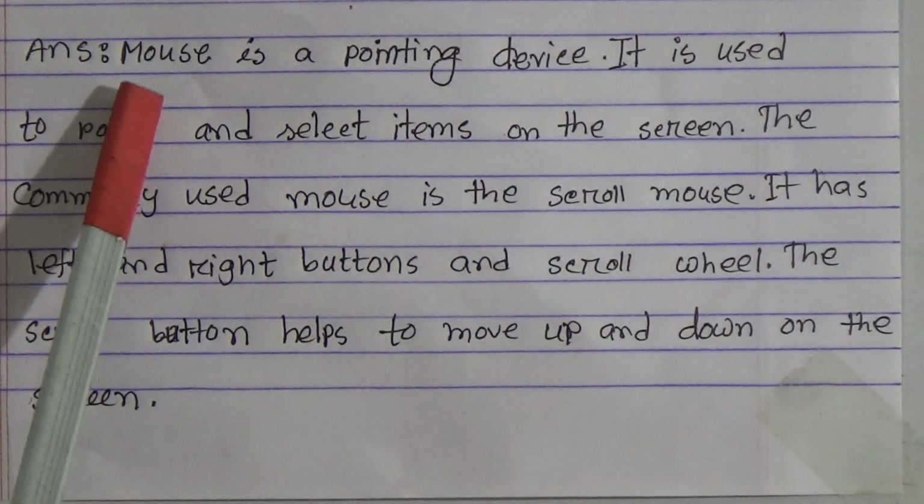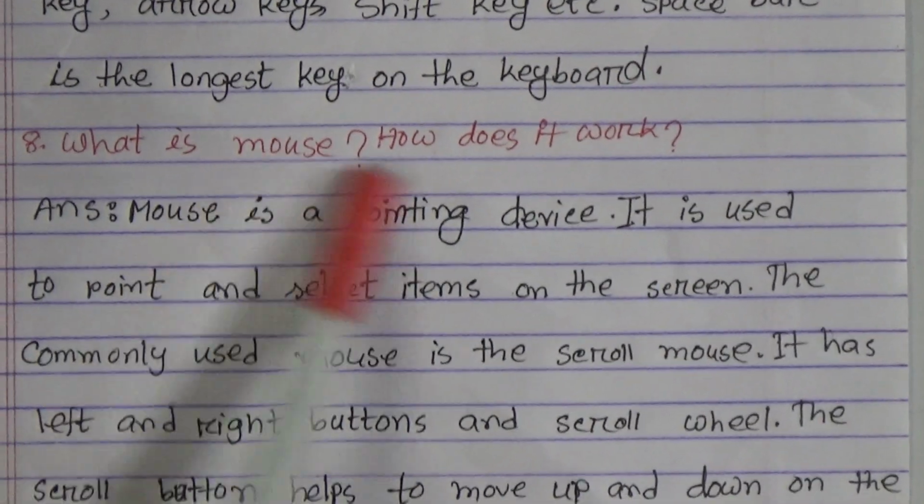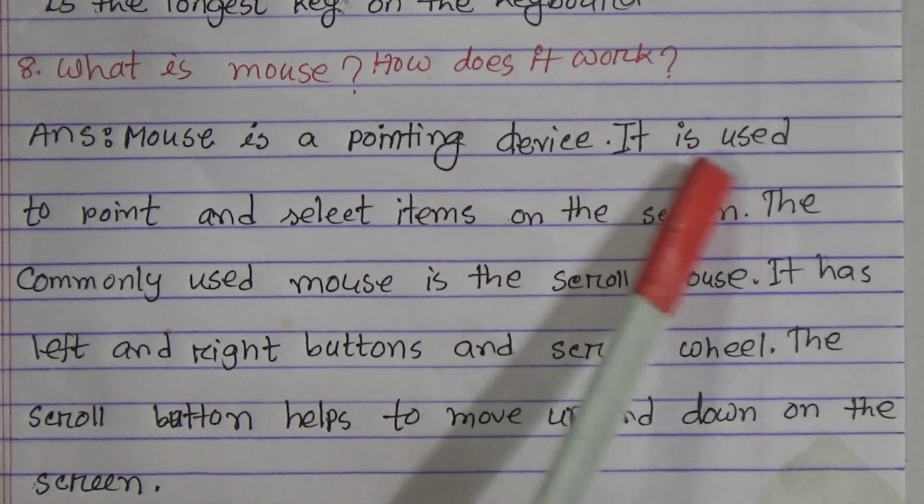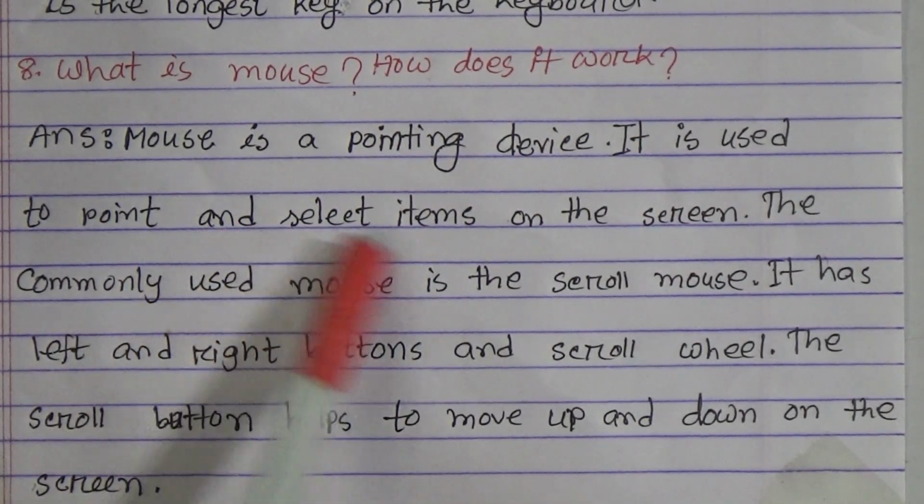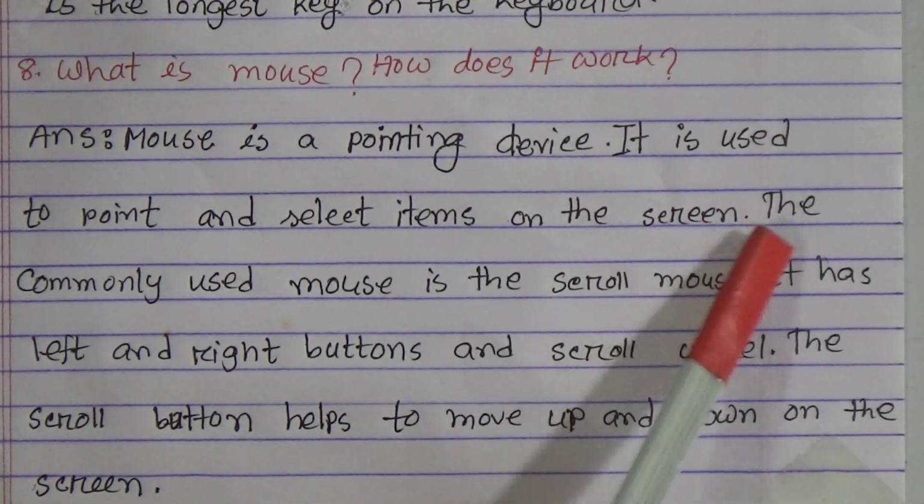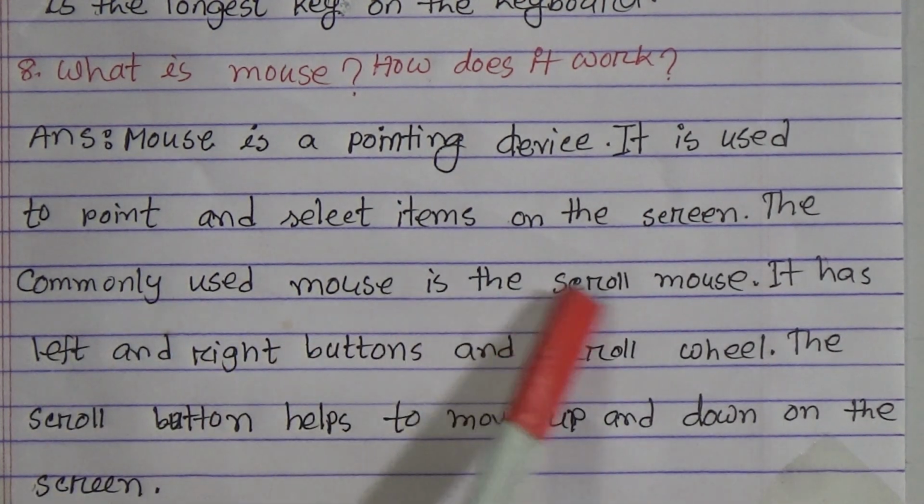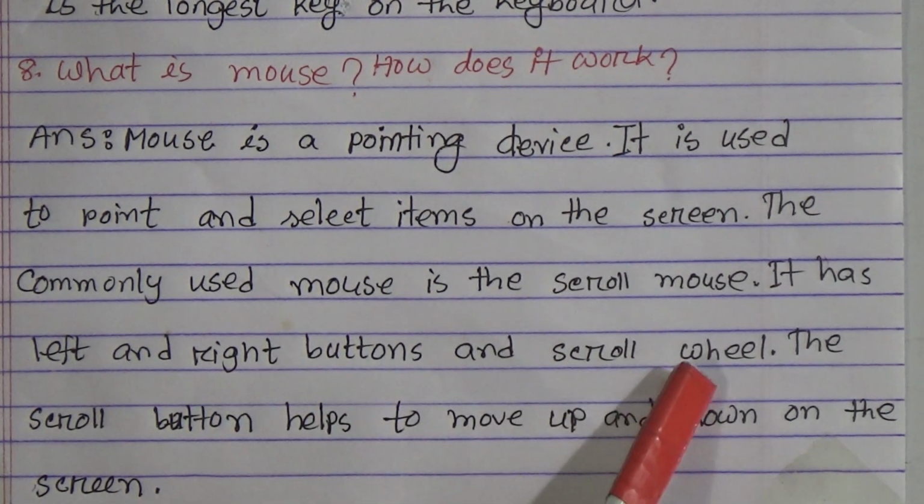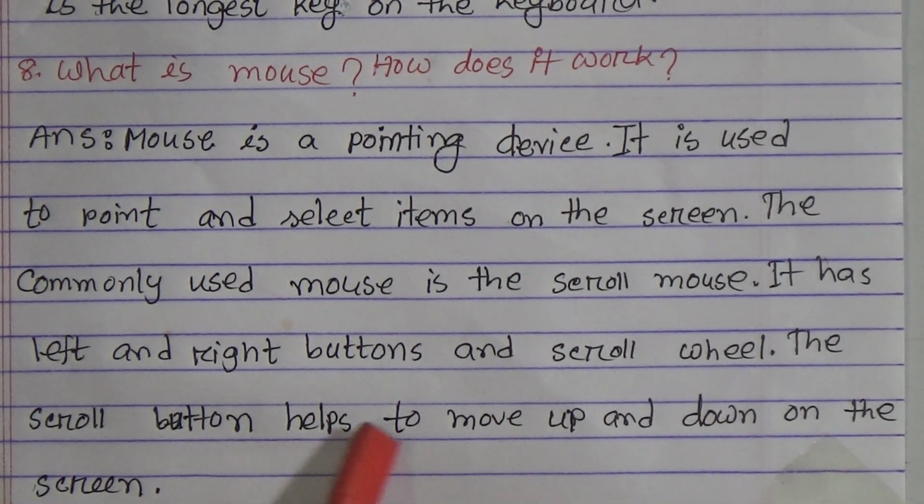I repeat, what is mouse? How does it work? Mouse is a pointing device. It is used to point and select items on the screen. The commonly used mouse is the scroll mouse. It has left and right buttons and scroll wheel. The scroll buttons help to move up and down on the screen.